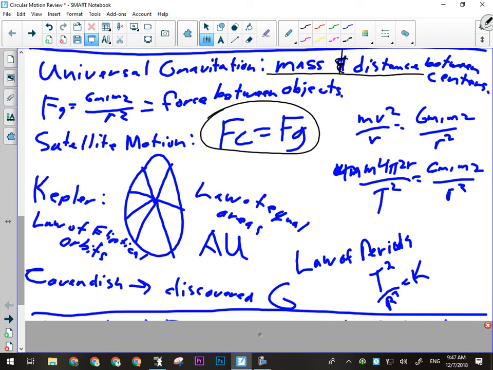Okay, also know Cavendish. We talked about Cavendish when we talked about the universal law of gravitation. He's the guy that built the torsion balance in order to calculate the universal gravitational constant. That was a very important contribution. There could probably be a multiple choice question about him.